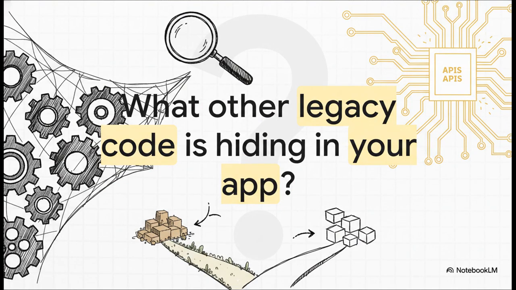So here's my challenge to you. The next time you're in one of your projects, do a quick search for dequeueReusableCell without the index path. See if that old, risky method is lurking in there somewhere. And that brings up a bigger thought, right? If this one little piece of legacy code was hiding in plain sight, what else is in there? What other modern, safer ways of doing things are you missing out on? That's your next mission. Go find them.